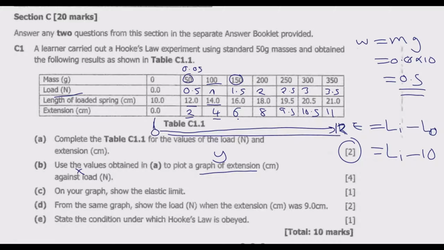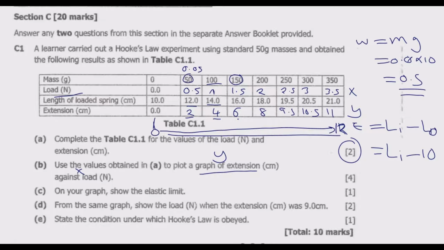Then in terms of the load, which is the weight, it's moving from 0 all the way to 3.5. We can increase it in the same interval of 0.5, all the way up to 3.5. Once we do that, this is the x-axis and this is the y-axis. Then we can proceed to plot the graph. What is important is to ensure that the units are increasing in equal intervals so that the graph is scaled properly.